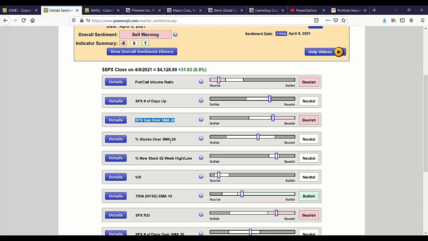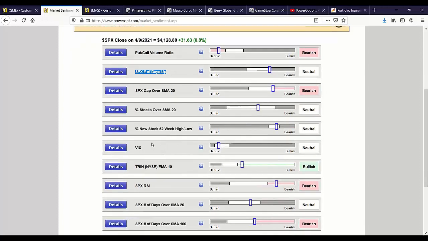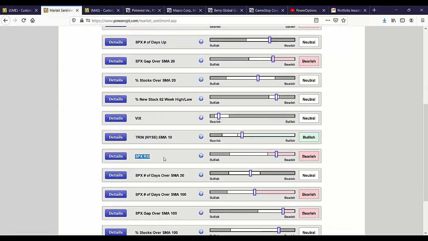This gap over the SMA 20 is overextended. Okay, the number of days the SPX is up usually pulls back a day or two, and that's just a low one. But the RSI on SPX is extended. What happens when you see an extended and overbought market? You tend to see an easing. You tend to see a relaxing. So yes, we're hitting highs right now.